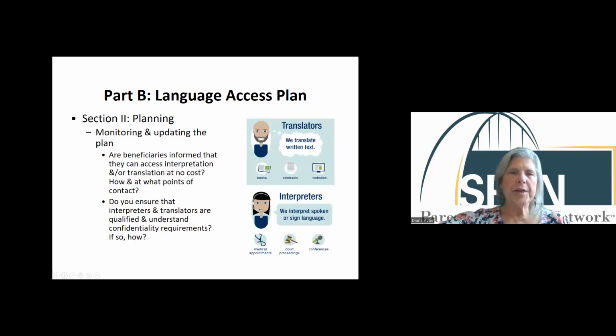Also, as part of monitoring and updating the plan, how are you informing beneficiaries that they can access interpretation and/or translation at no cost? And at what points of contact? And do you ensure that interpreters and translators are qualified and understand confidentiality requirements? And if so, how? Just a reminder that translators translate written text and interpreters interpret spoken or sign language. And both of these are important.